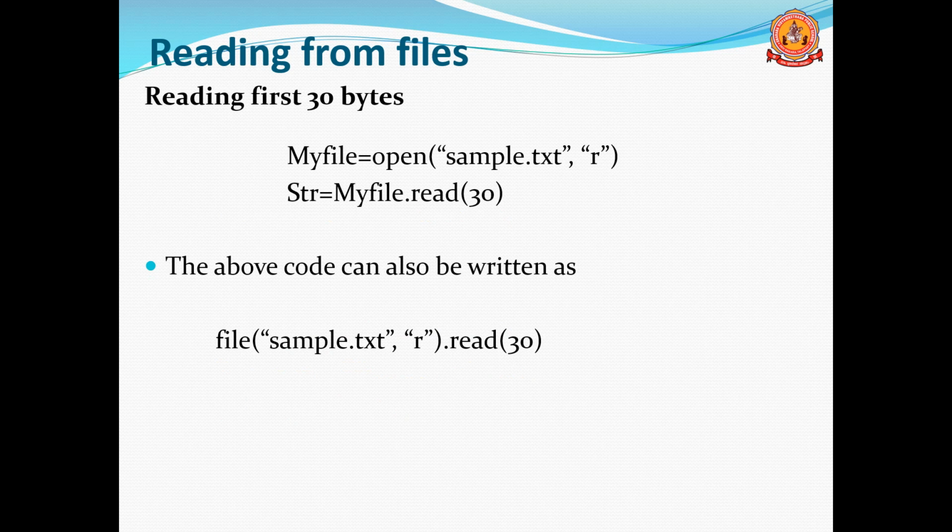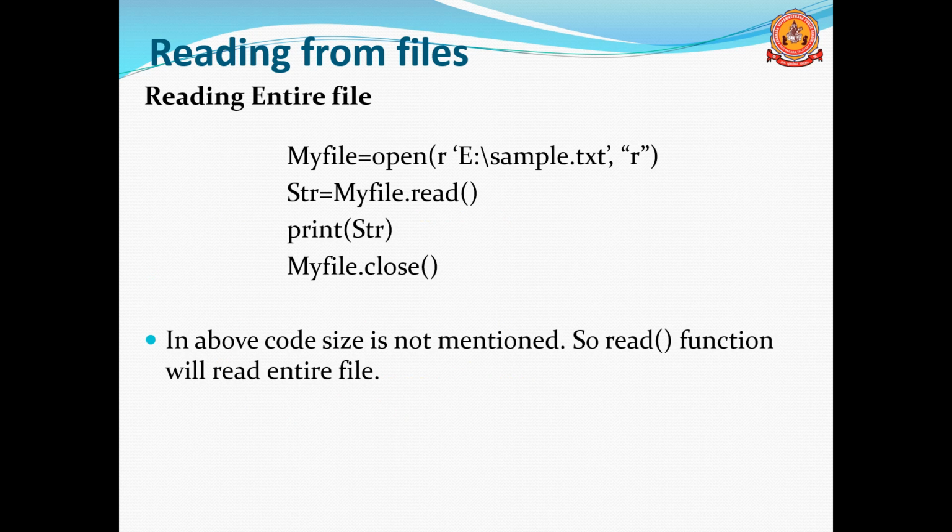By using this method, directly using the file, we can read the data from the particular file without separately opening it. If you use it this way, the file will automatically be opened and closed after reading. Now remember, if you provide the size as 30, it will read 30 bytes. If you provide 60, it will read 60 bytes. Whatever number of bytes you provide, that many bytes of data will be read by the read function.